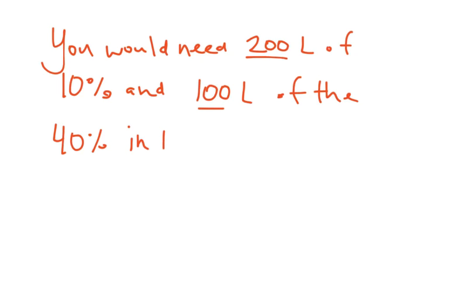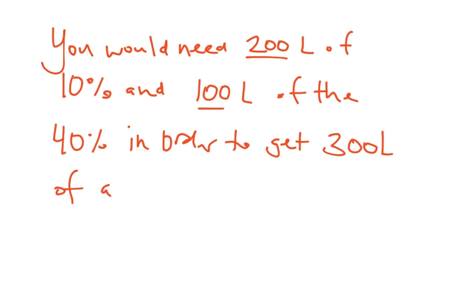in order to get 300 liters of a 20% solution. So that's the interpretation of what we just found. Again, the value of x came out as 200. That represented 200 liters. The value of y came out as 100 liters.